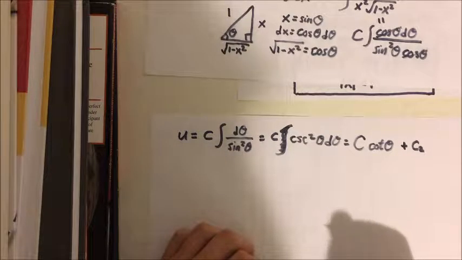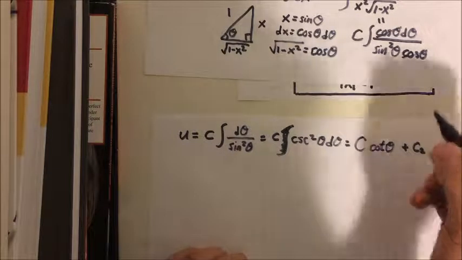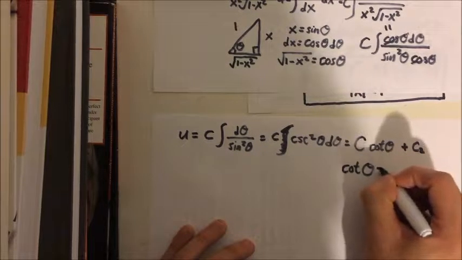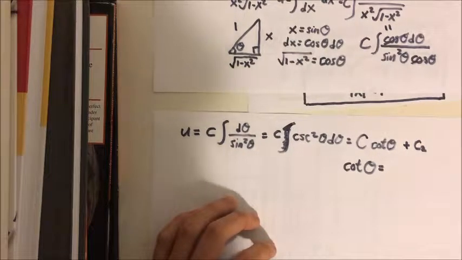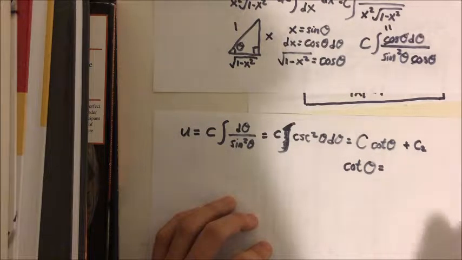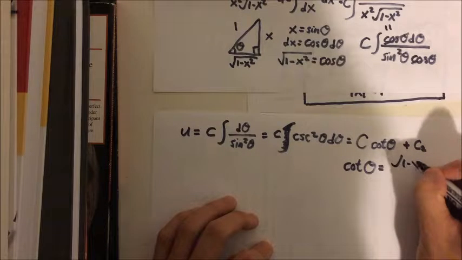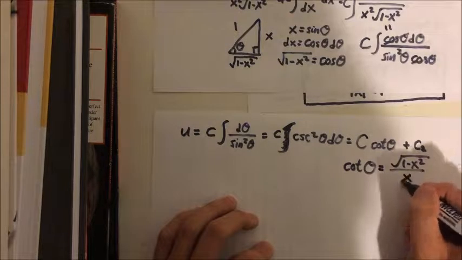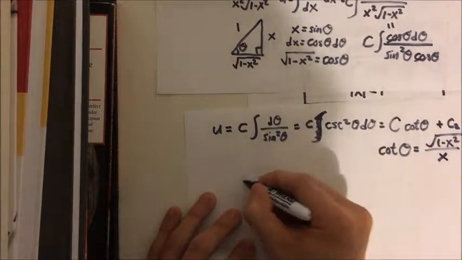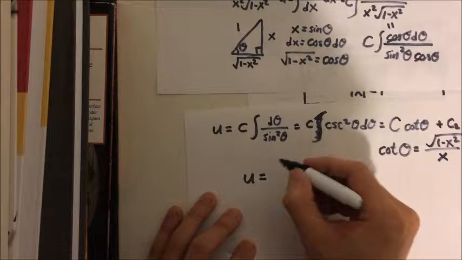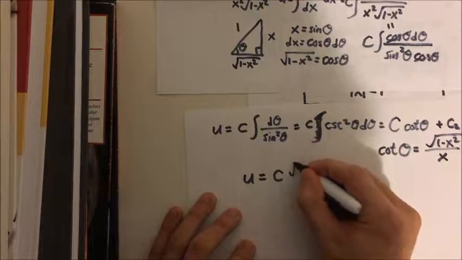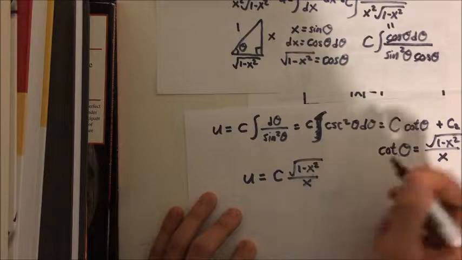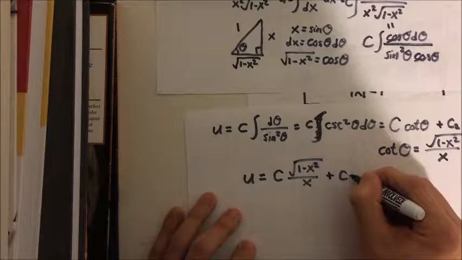So now, what do we do? Cotangent of theta, looking from our diagram up here. Well, we know that tangent is equal to opposite over adjacent, so cotangent of theta would be adjacent over the opposite. Square root of 1 minus x squared over x. And now we have our u. So finally we have u is equal to c times square root of 1 minus x squared over x plus c2.